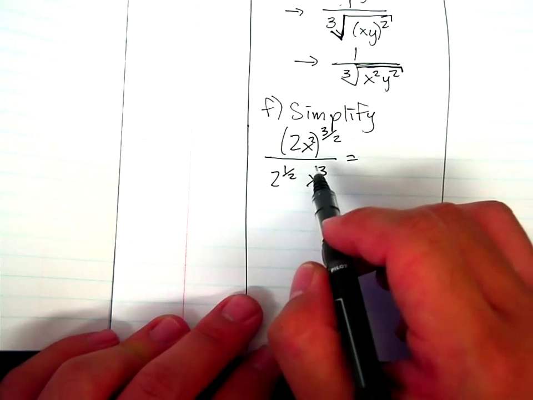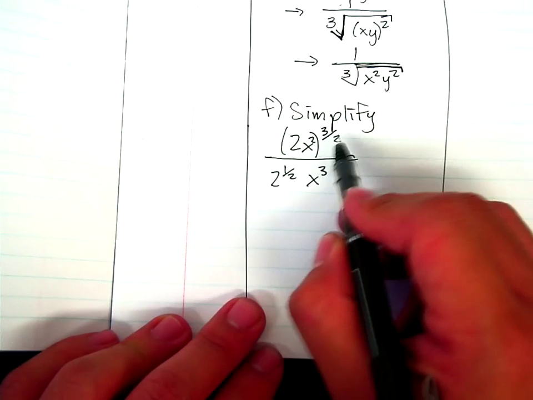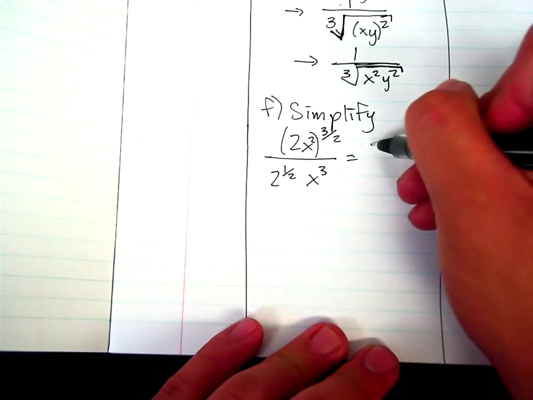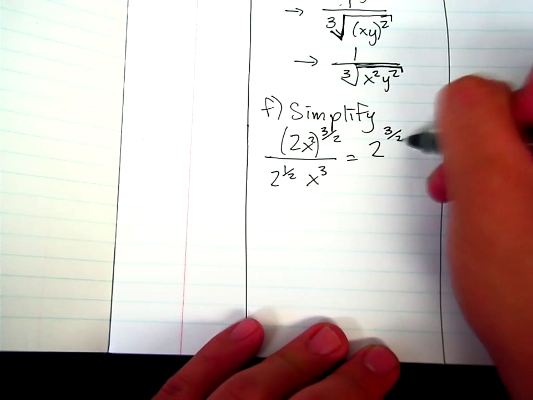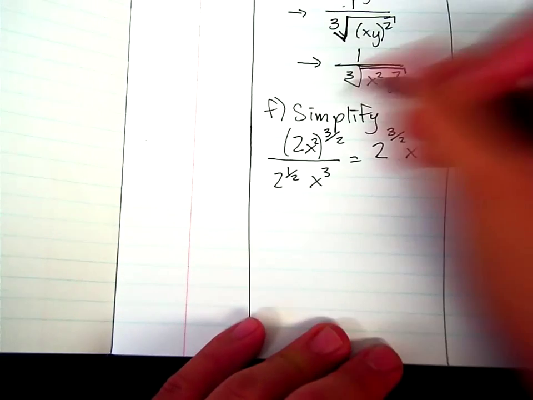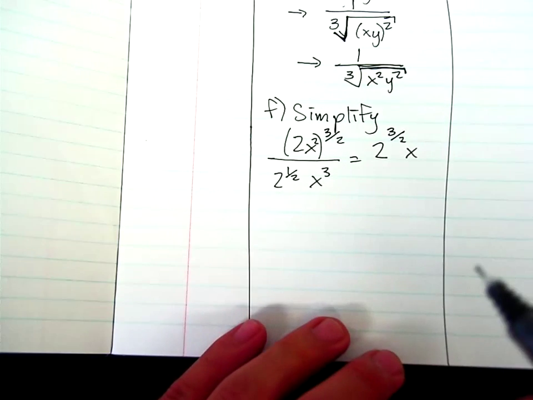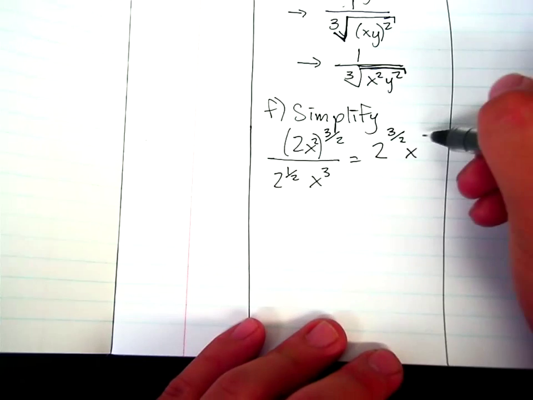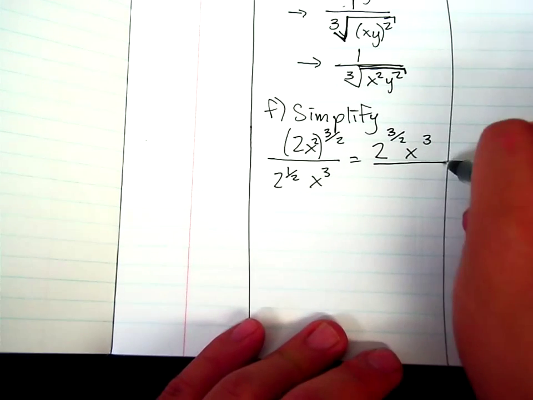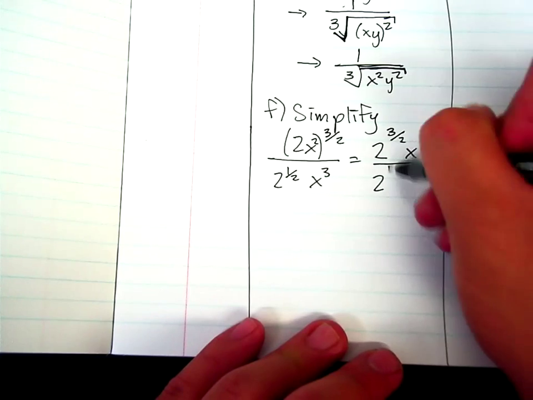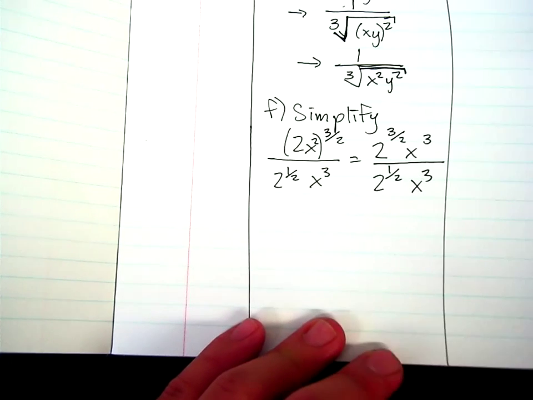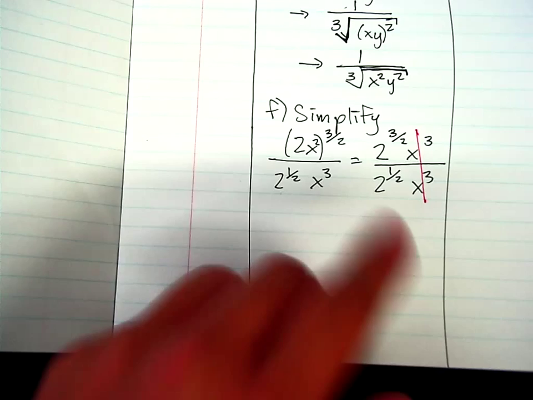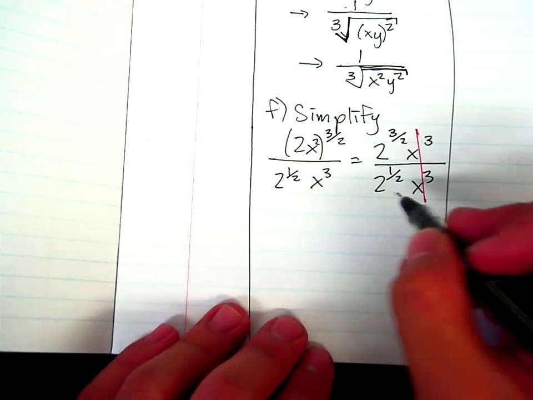Here we can't really do anything just yet because we have these parentheses and exponents. So remember your order of operations. We're going to raise everything to the power first. So here we have 2 to the 3/2 power, then x squared to the 3/2 power, which is basically 2 times 3/2. The 2 and the 2 cancel, and we get x to the third. On the bottom, we're still left with 2 to the half and x to the third. Nice thing here is that the x to the thirds cancel each other out, and we're left with 2 to the 3/2 over 2 to the 1/2.